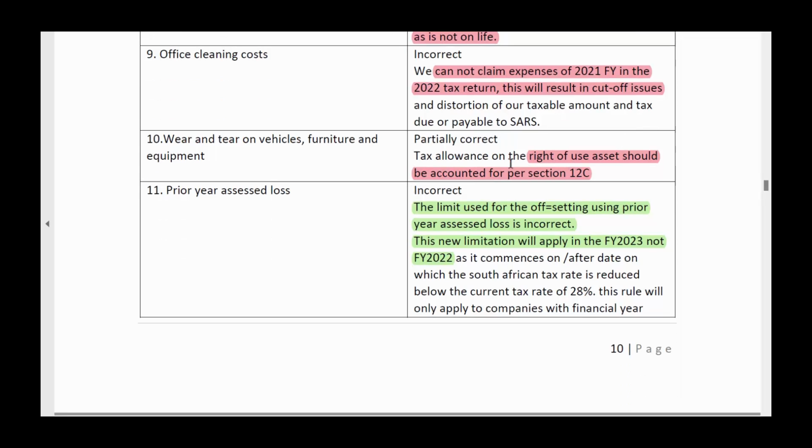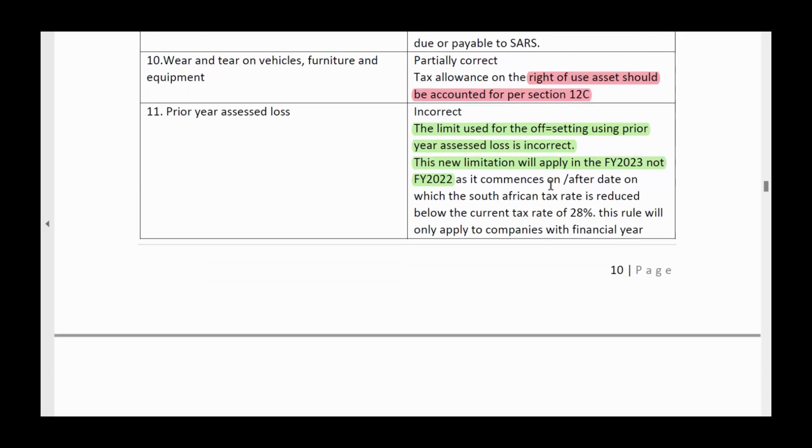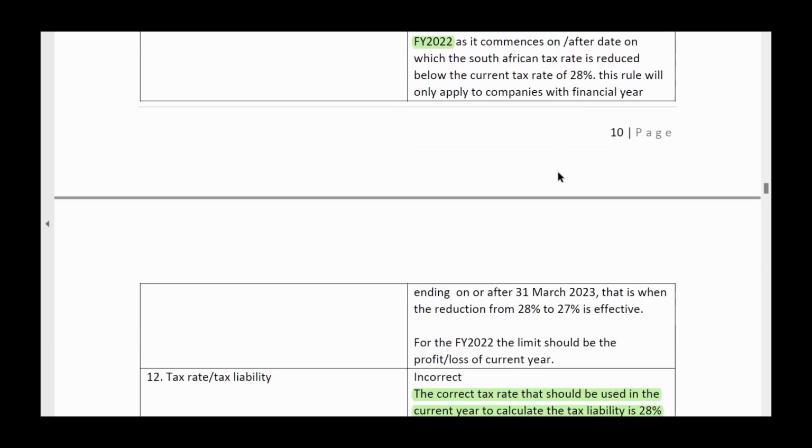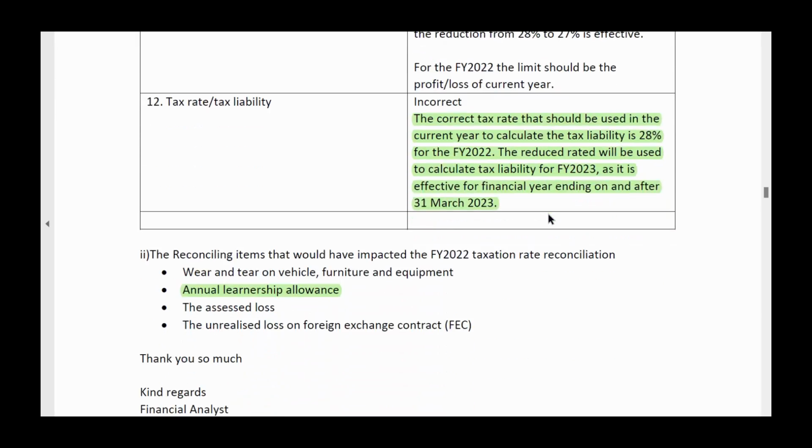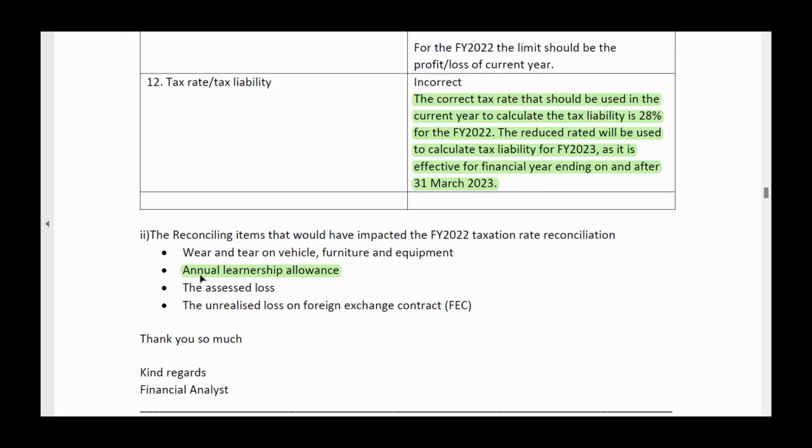On the wear and tear, the candidate mentions that the right of use should be accounted for in terms of Section 12 Cap C. There's no capital allowances available for the right of use since on-time does not own the asset itself. The candidate correctly dealt with the prior year assessed loss limitation, which is only effective for 2023 tax years, as well as the tax rate reduction. And then in terms of the tax rate recon items, the one that they correctly identified was the annual learnership allowance.